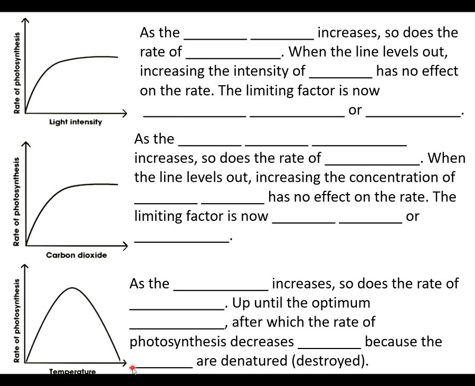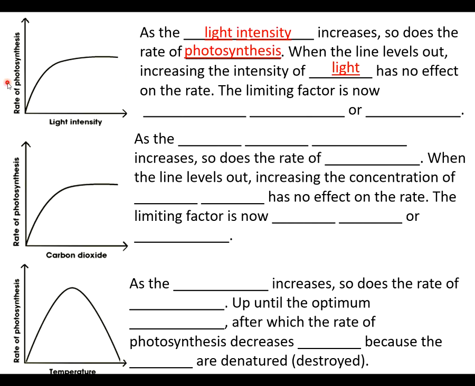So what does this first graph show us here? Well, the first graph shows us that as the light intensity increases, so does the rate of photosynthesis, but then the line levels out. When the line levels out, it says increasing the intensity of light has no difference. So no matter what the light intensity is here or what the light intensity is here, the rate of photosynthesis is still the same. So this means that something else is stopping photosynthesis from being able to work as fast as it can.